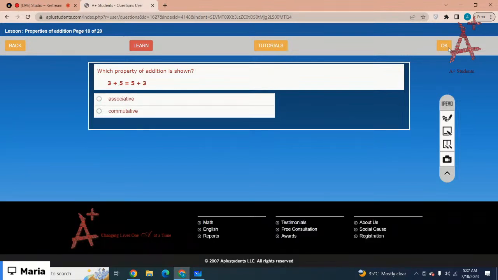Which property of addition is shown? 3 plus 5 equals 5 plus 3. Which property is it? Associative or commutative? That is the commutative property. Got it? The order of addends doesn't matter, if you write 3 first or 5 first, the sum must be the same. So in case of addition, the order of numbers doesn't matter. That would be the commutative property.